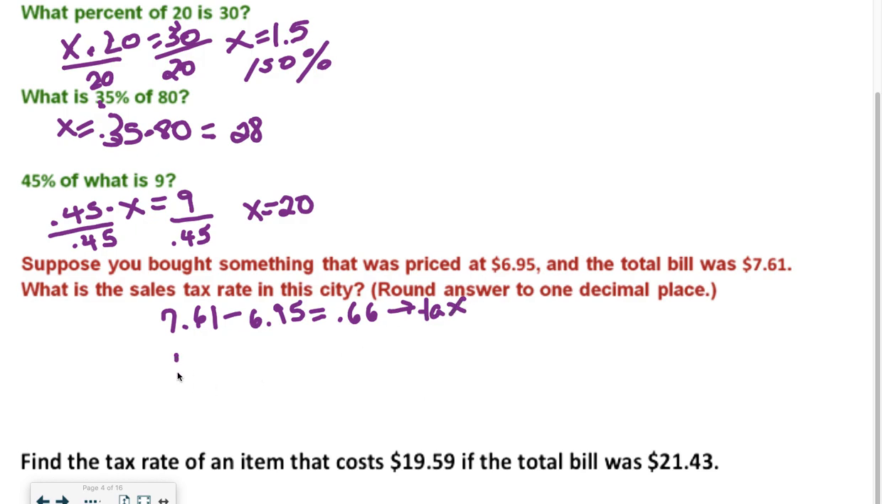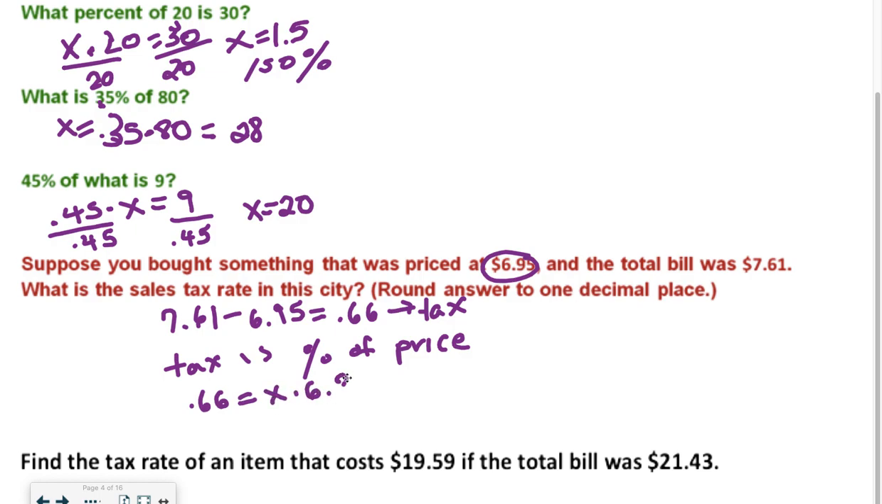From there, we know that the tax is the percent of the item, I guess, price. So this $6.95. So 0.66 is what percent of $6.95. So we're trying to find out what tax rate this is. We want to divide to get x by itself. X is going to be 0.095, which to convert that to a percent, we move 2 to the right, 9.5%.